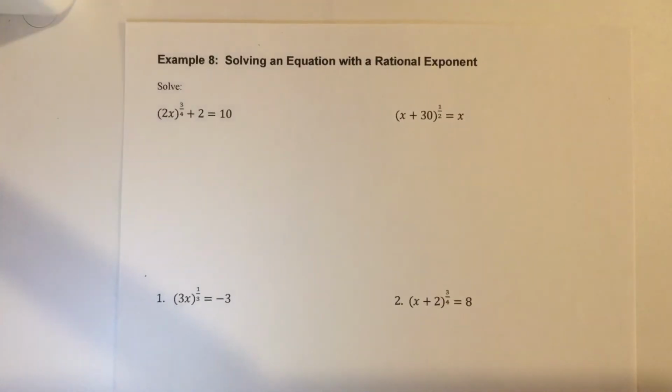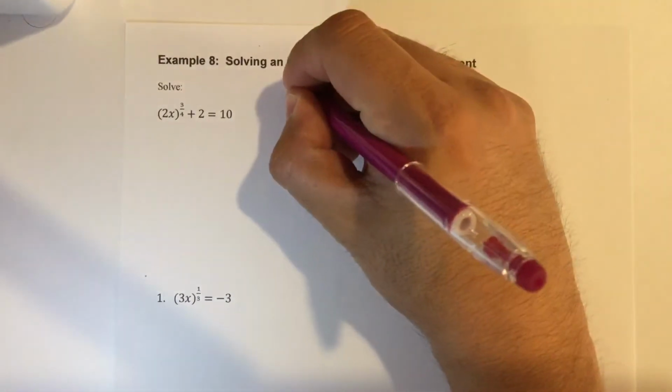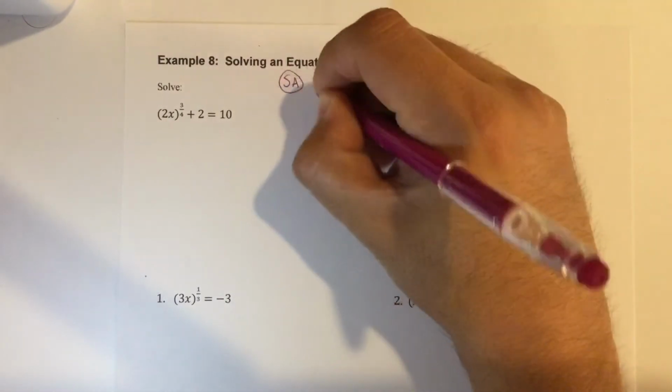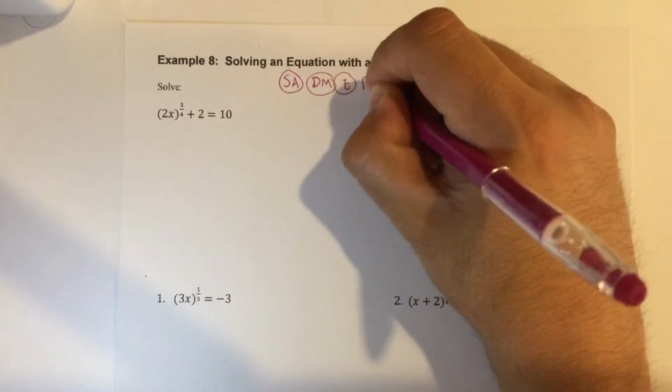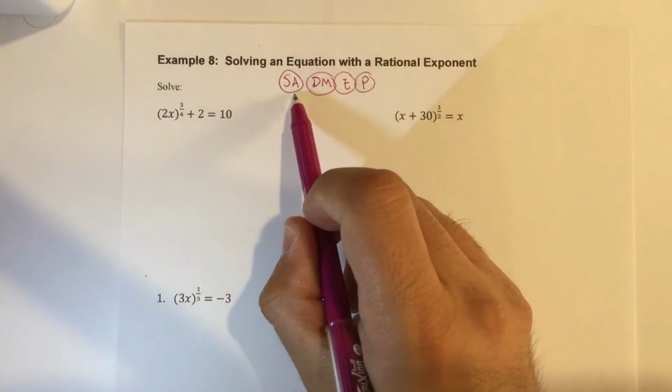Okay, so for the last equations here, it says solving an equation with a rational exponent. So pretty much what that means is that you are solving an equation that has an exponent that is a fraction. And once again, you're still going to follow PEMDAS backwards. So you're going to look for addition or subtraction first.